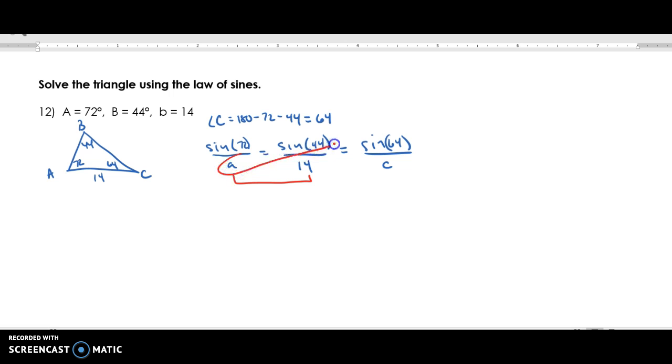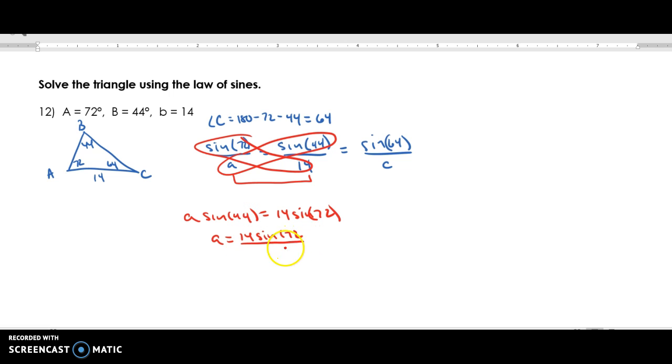So when I cross multiply here, I'm going to get a times the sine of 44 is equal to, cross multiply here, 14 sine 72. So a is equal to 14 sine 72 over the sine of 44. If you go to your calculator, you would get a is approximately 19.2. The one thing some people are getting messed up with is you have to know to cross multiply this way, and then we cross multiply this way.